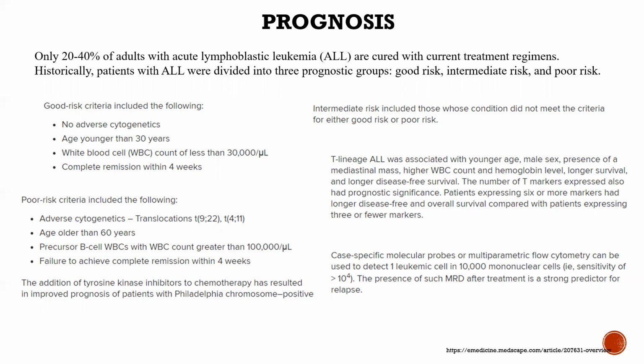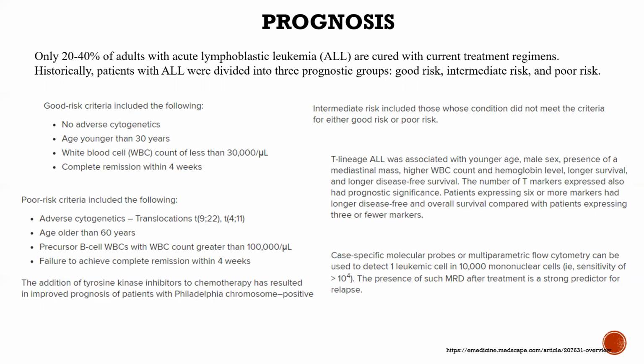Complete remission within 4 weeks. Poor risk: adverse cytogenetics, older age, precursor B cell type, with a high level of white blood cells, more than 100,000 per microliter, and failure to achieve complete remission within 4 weeks. The addition of a tyrosine kinase inhibitor to chemotherapy has resulted in improved prognosis of patients with the Philadelphia chromosome.